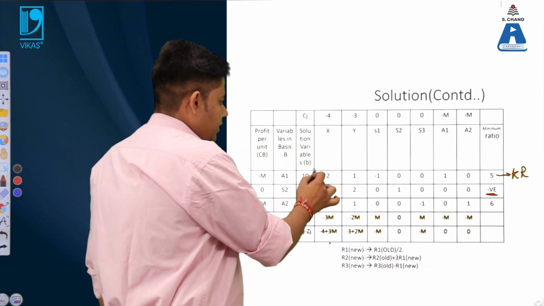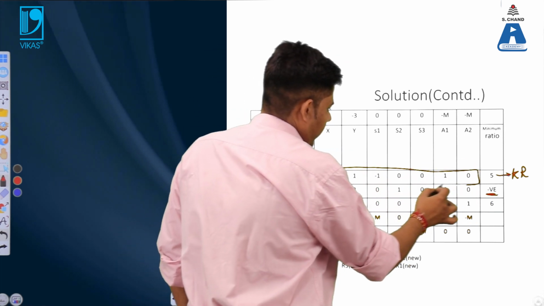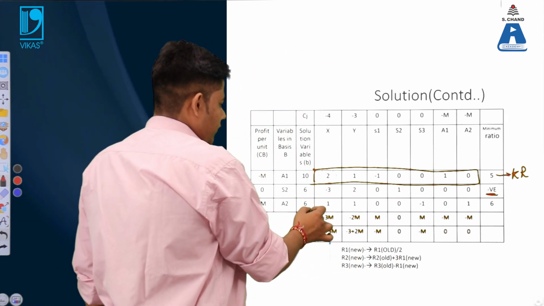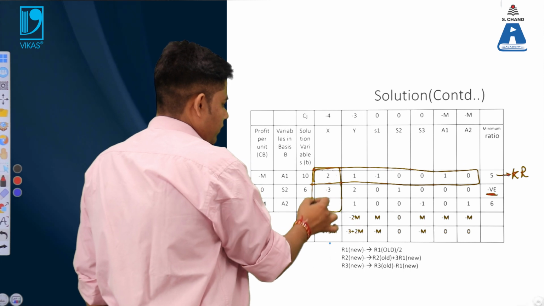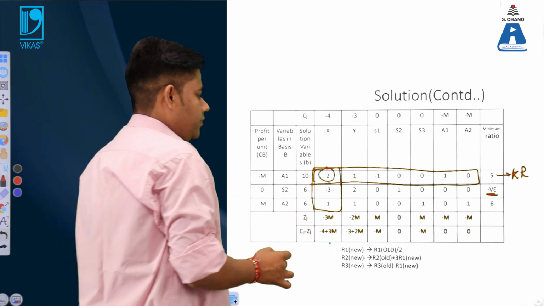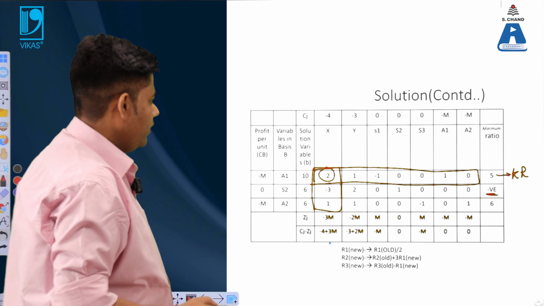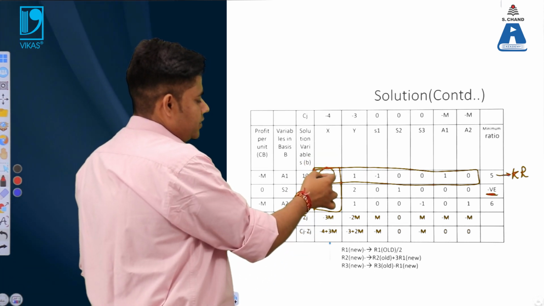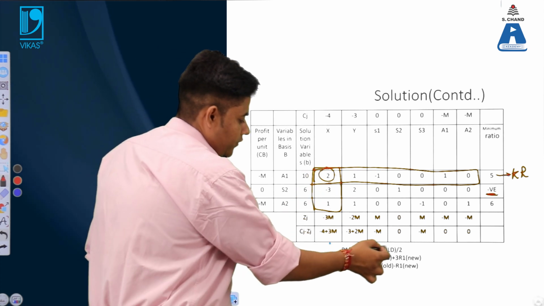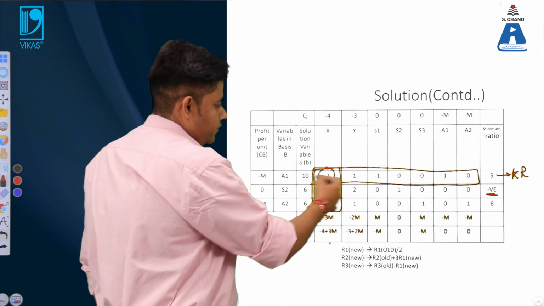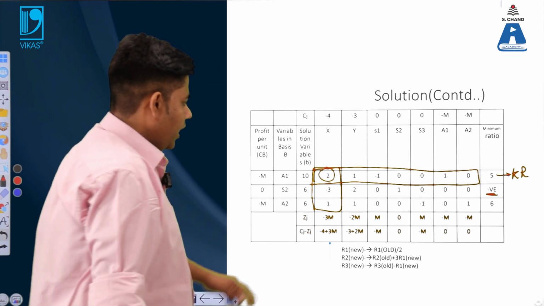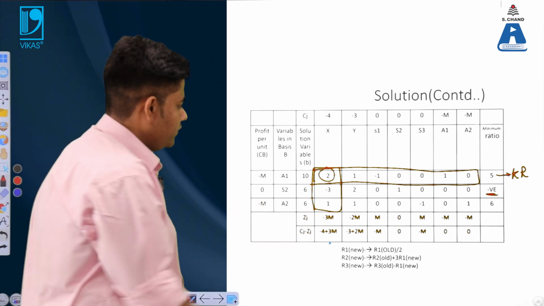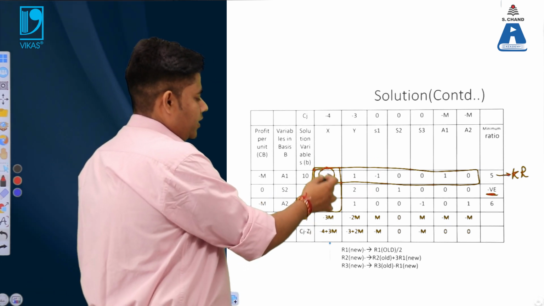So, that indicates that this part would be the key row, and the intersection of key column and the key row will indicate this element, and that element is called the key element. Now, what does this key element indicate? That we need to make this key element 1. For that we have to apply a row operation, which is dividing the entire equation by 2, and the other elements should be 0. So, we have to apply the row operations in order to make them 0.